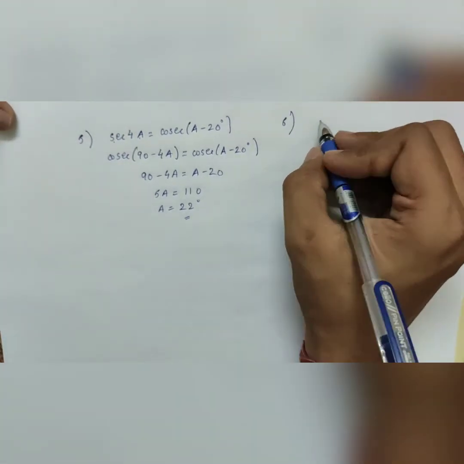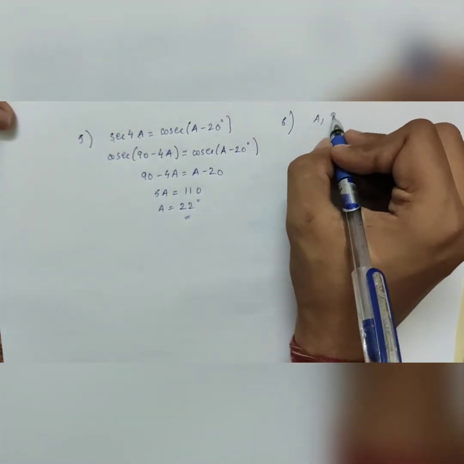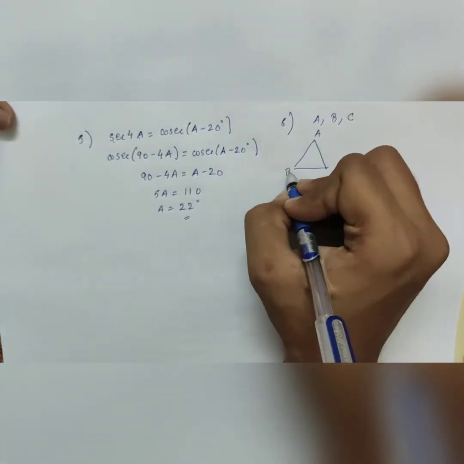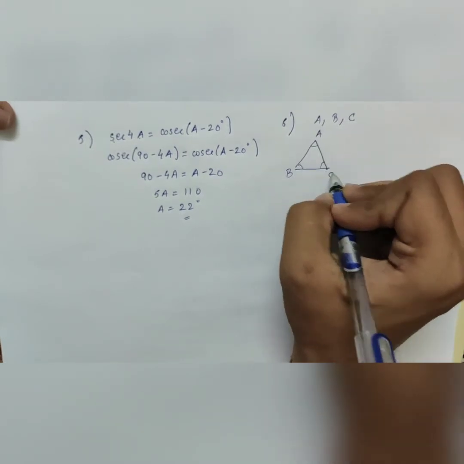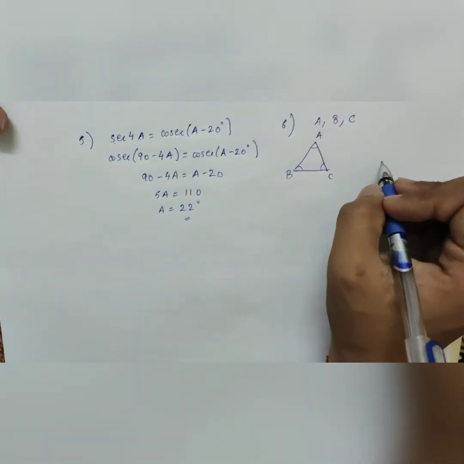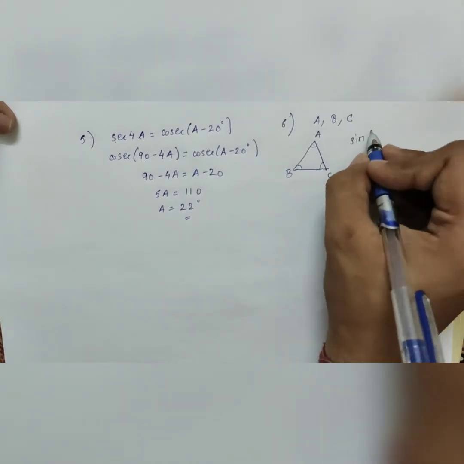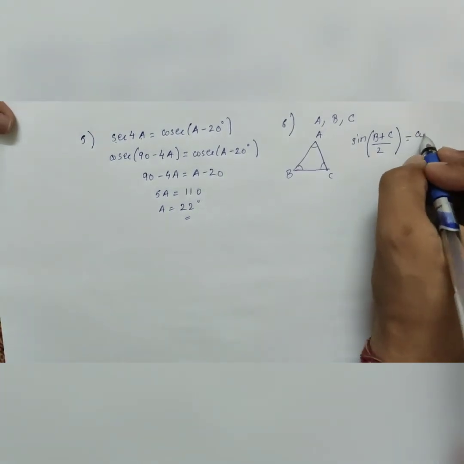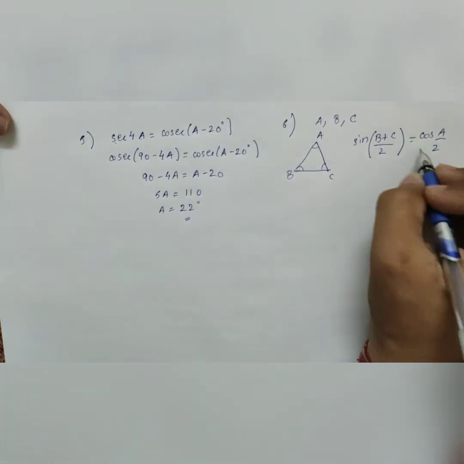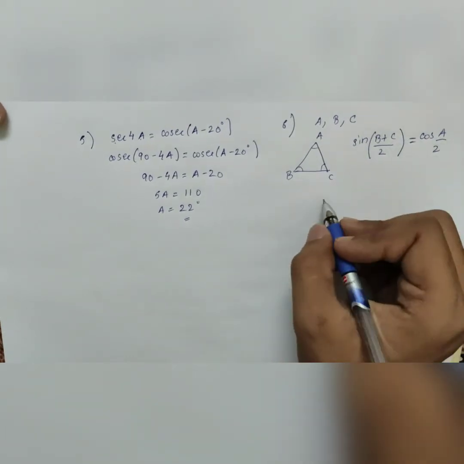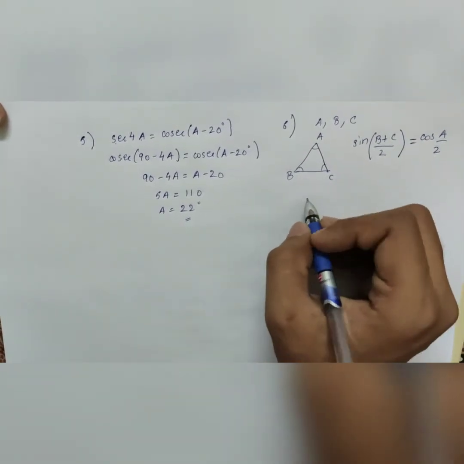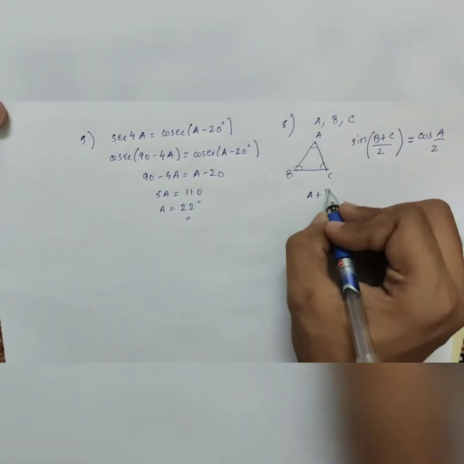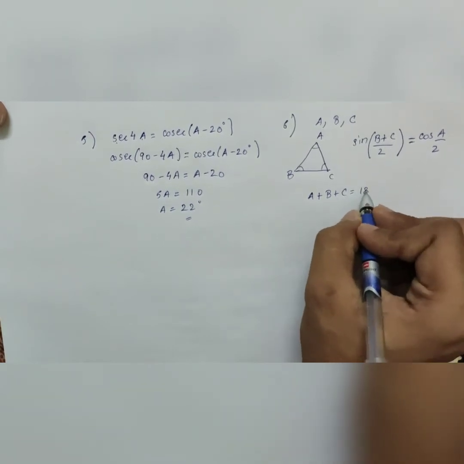We are asked that A, B, C are the interior angles of triangle ABC. You are given one triangle ABC, where A, B, C are the interior angles of this triangle. Then show that sin (B plus C) by 2 is equal to cos A by 2. So this is a good question if you see. First of all you need to apply the property that the sum of interior angles of a triangle is equal to 180 degree. So A plus B plus C is equal to 180 degree.